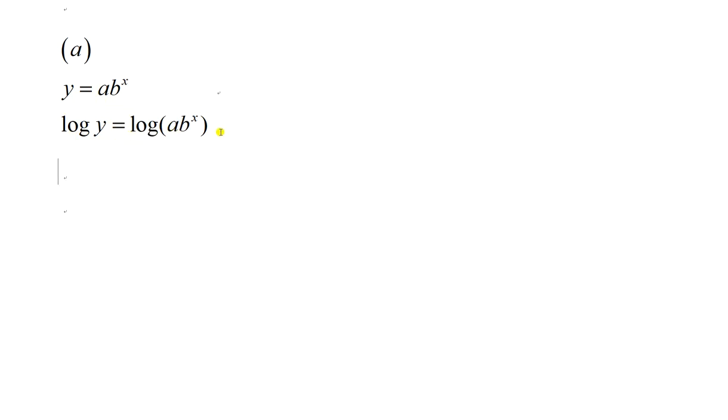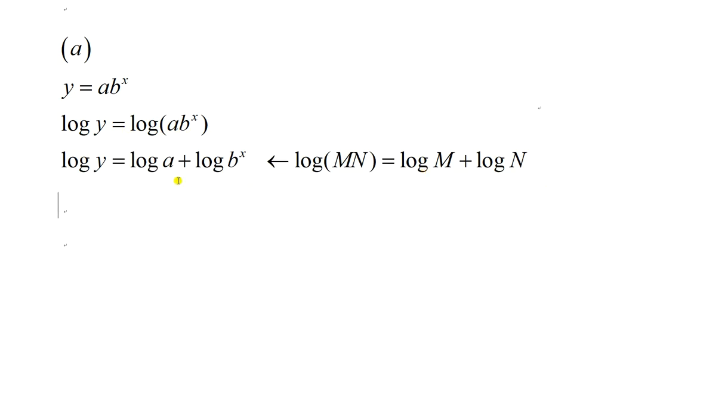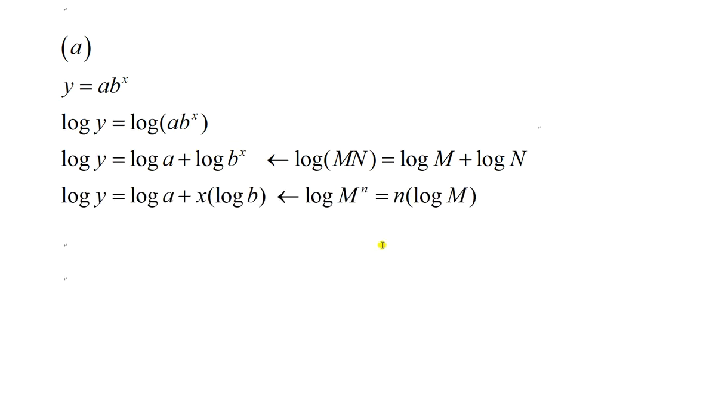And for the right hand side, you can use the log property. That is log a plus log b to the power x. That is breaking down log of m times n into two parts, log m plus log n. And next, you can see that there's a variable x as an index. You can drag it in front of log. So it becomes log y equals log a plus x times log b.